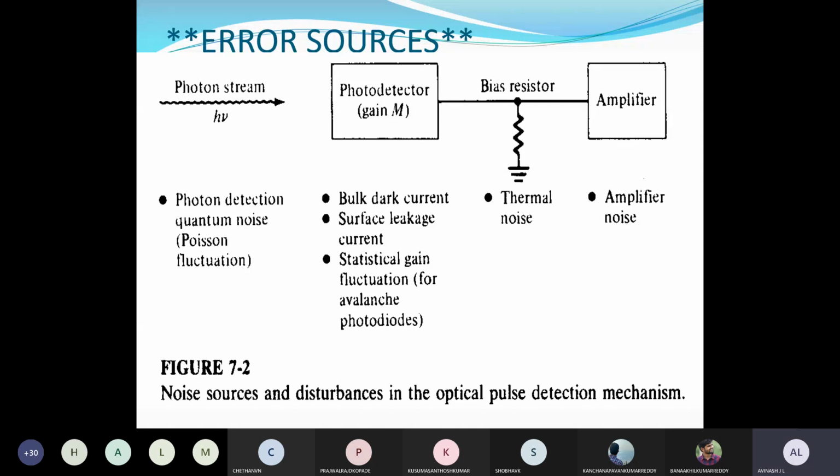Later we can see that there is another point, called the bias resistor. When we are using the bias resistor, what different things are going to happen? Obviously, with the bias resistor, thermal noise is going to happen. That thermal noise we need to consider, and we need to make sure that it does not affect the amplifier. If it is affecting the amplifier, then it is a problem, and that problem we need to remove.